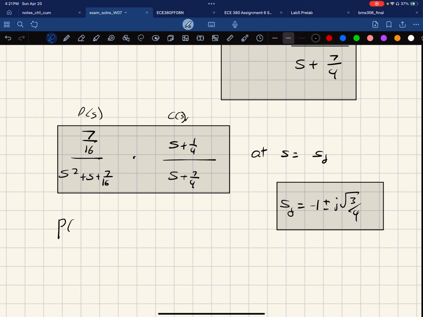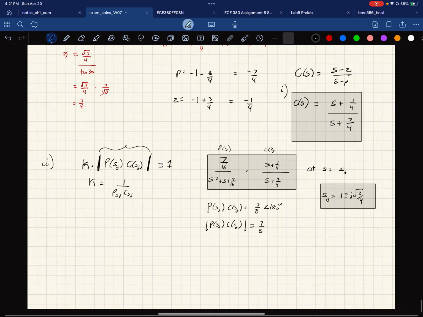So I get that P(s_d)C(s_d) is equal to 7 over 8 at 180 degrees, which means the magnitude is 7 over 8. In which case K should be the inverse of that, so K is equal to 8 over 7. Yuck. Really? Okay, I'm no longer certain that I'm right. Wait, K can be greater than 1. K is just a gain. Of course. Yeah, of course I'm right.